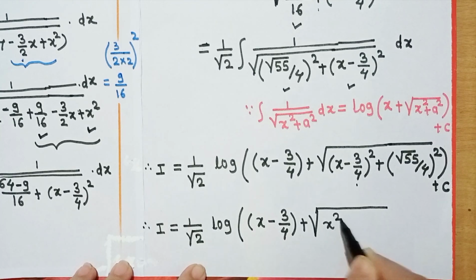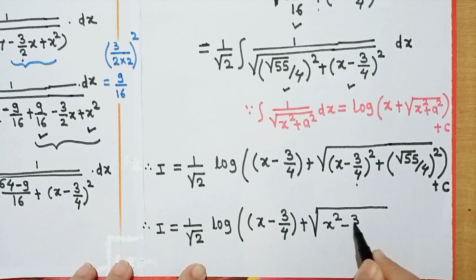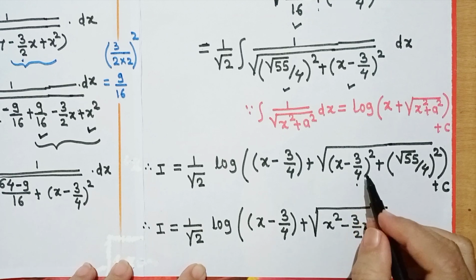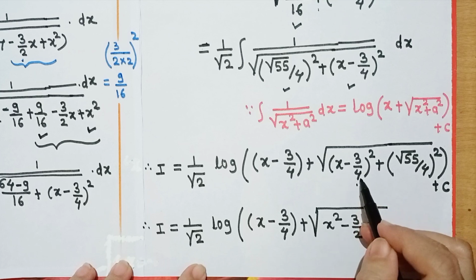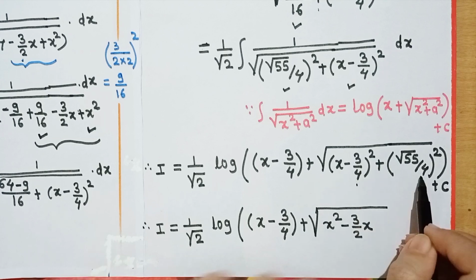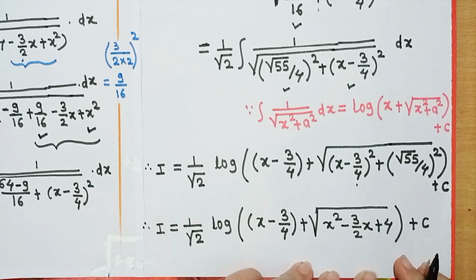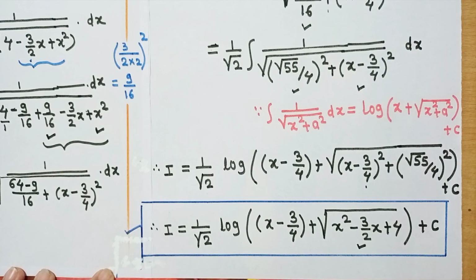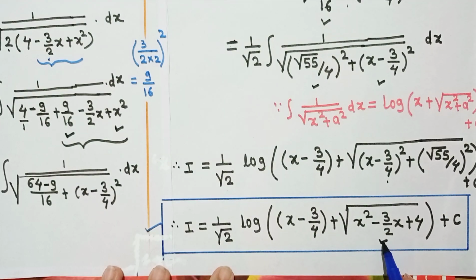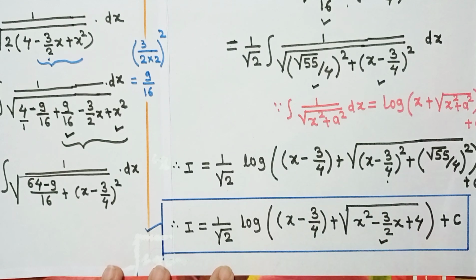Now solve this bracket. So x square, then 2 multiplied by this means minus 3 upon 2 into x, and then the square of this is 9 upon 16 and its square is 55 upon 16. So if we add up, that is plus 4 bracket complete and plus c. This is our final answer of the given example. Check now, this term and this term are the same, and so you can directly also write this for this.